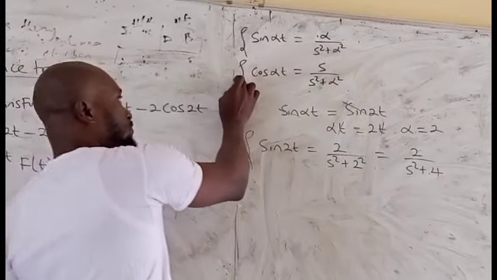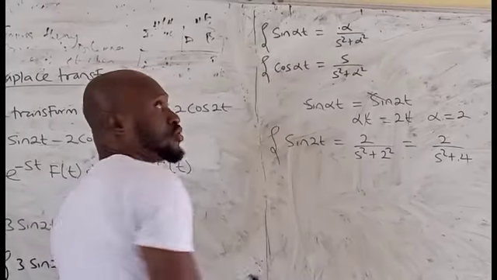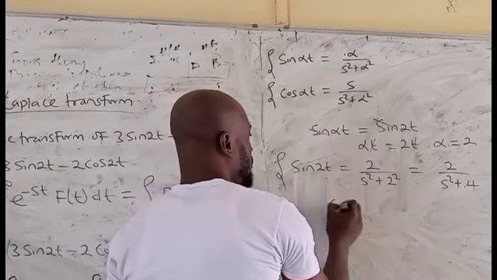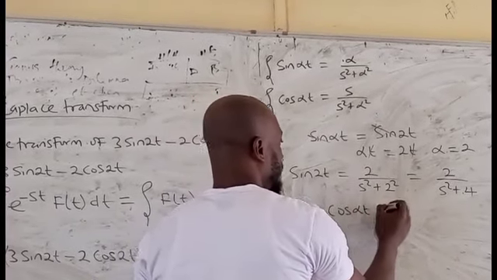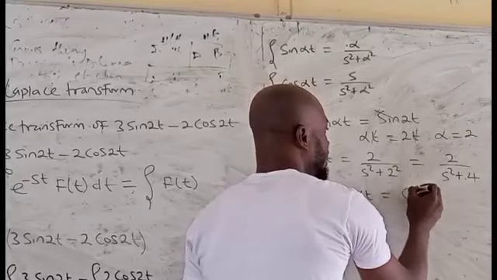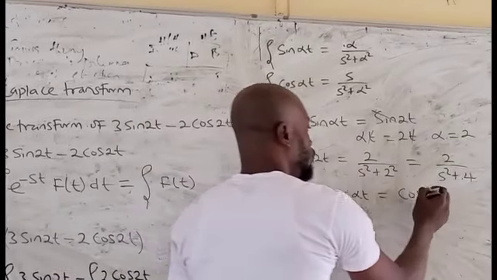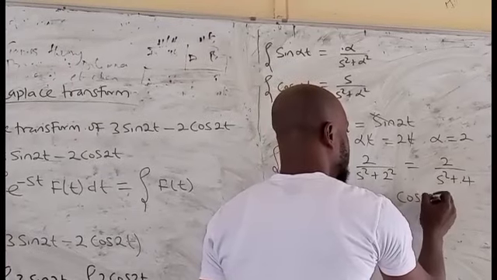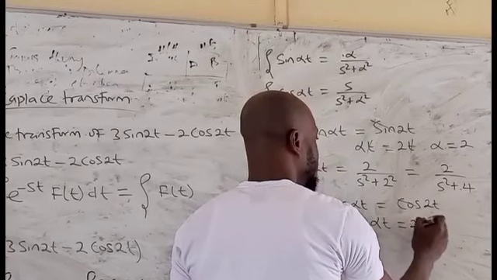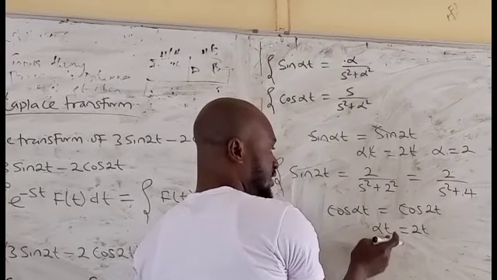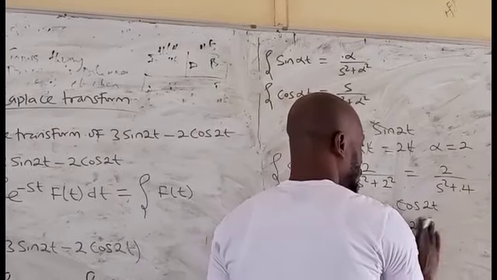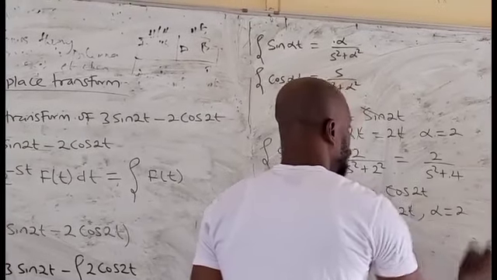So I'll do the same thing for the Laplace transformation of cos. Comparing cos alpha t with cos 2t, the reason I'm comparing is for me to get my alpha. This cos will cancel this cos, so I have alpha t is equal to 2t. The t is common, so it will cancel, and I'm going to have alpha equal to 2.